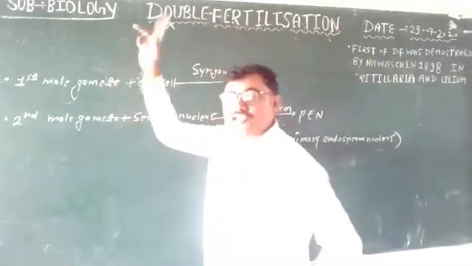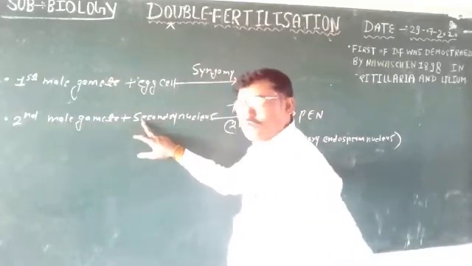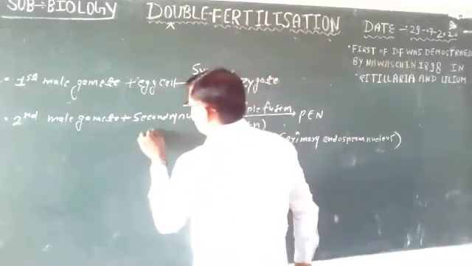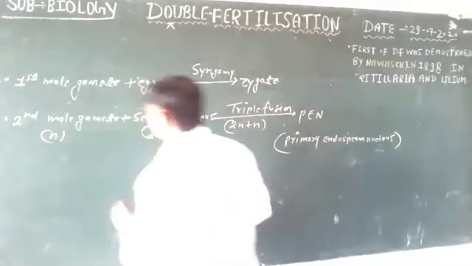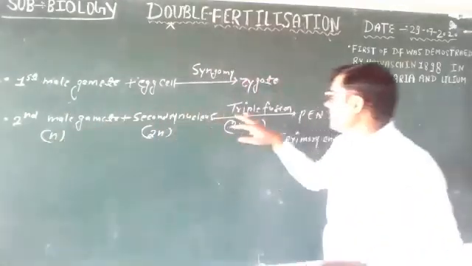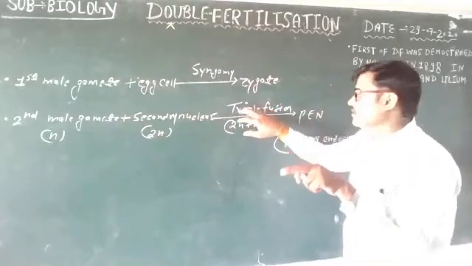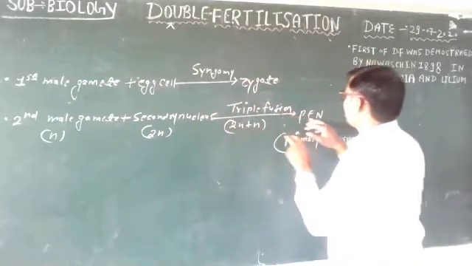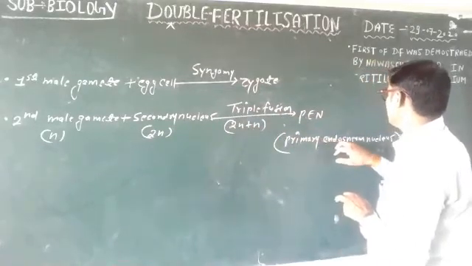Then the second male gamete fused to the secondary nucleus, and the secondary nucleus contains ploidy 2n, and this is n. 2n plus n, then it forms the triple fusion, meaning three nuclei are involved in this fusion. That's why it is known as triple fusion. I have mentioned here 2n plus n. That means it forms the PEN. PEN means primary endosperm nucleus.